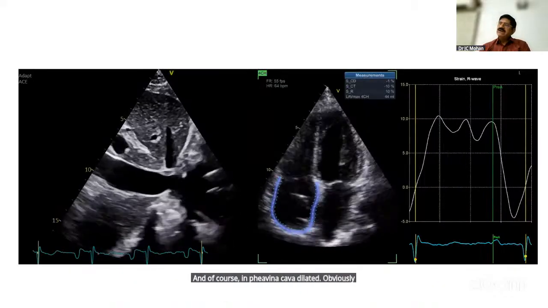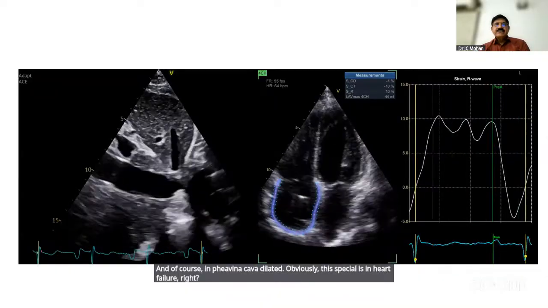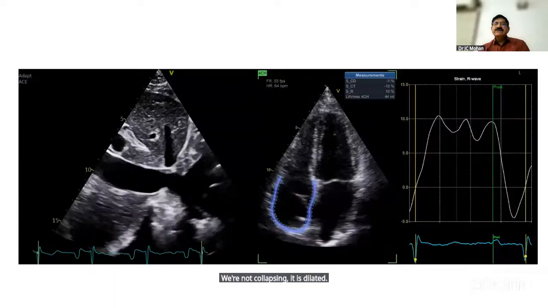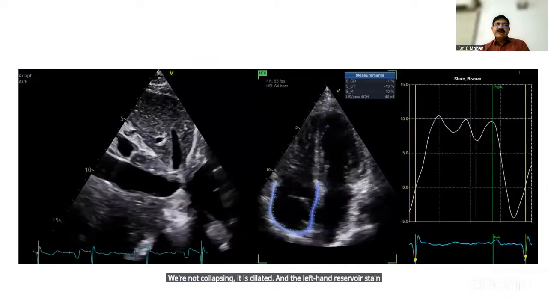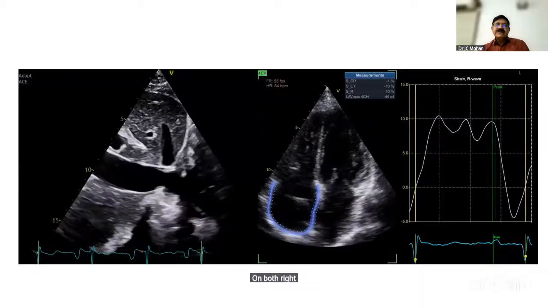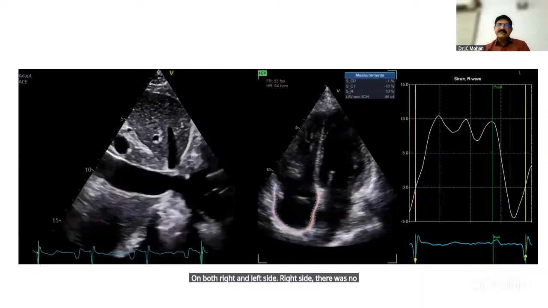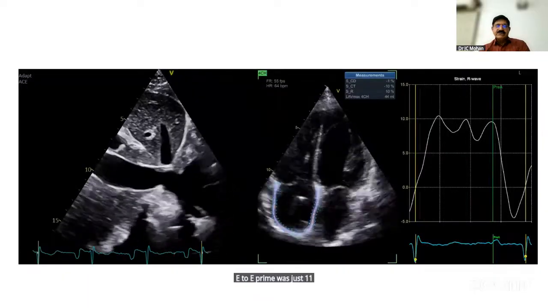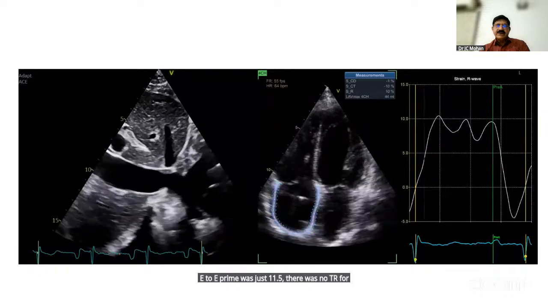Obviously, this patient is in heart failure, right? Inferior vena cava not collapsing, it is dilated, and the left atrial reservoir strain is decreased. So the patient has elevated filling pressures on both right and left side. Right side, there was no confusion. The left atrial side confusion was E to E prime was just 11.5. There was no TR for us. LA volume was not increased.